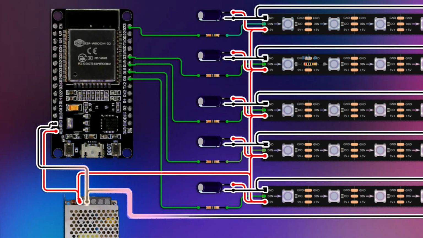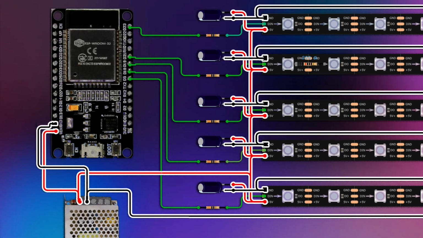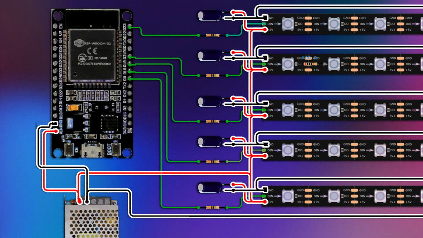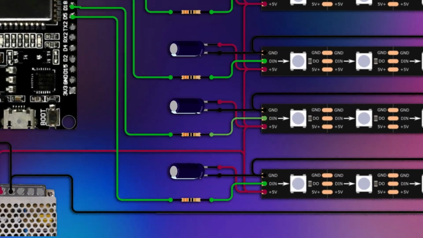You must connect the ground wire of your external power supply directly to a GND pin on the ESP32. Without this shared common ground reference, the data signals will glitch, causing your lights to flicker wildly or not respond at all. Let's zoom in on a single string to see how to connect it safely.